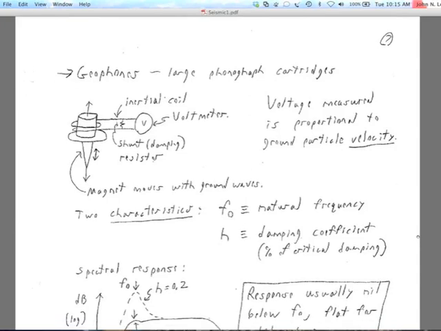Now, what are these jugs? These sensors are called geophones. They're basically large phonograph cartridges. I don't know if any of you remember, or have even heard of a phonograph cartridge.